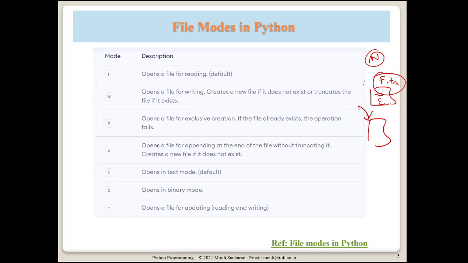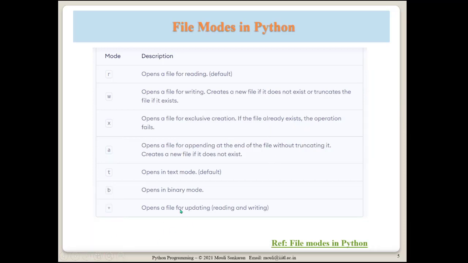So you have to open it in append mode. In that case, the previous content will be retained and you will be allowed to write from the end of it. You can also seek and write somewhere in between, overwriting it, but normally append means you write at the end of the file. So it will not destroy the previous content. And the exclusive access mode is for when, if the file already exists, the operation fails. It is for exclusive creation of a file.